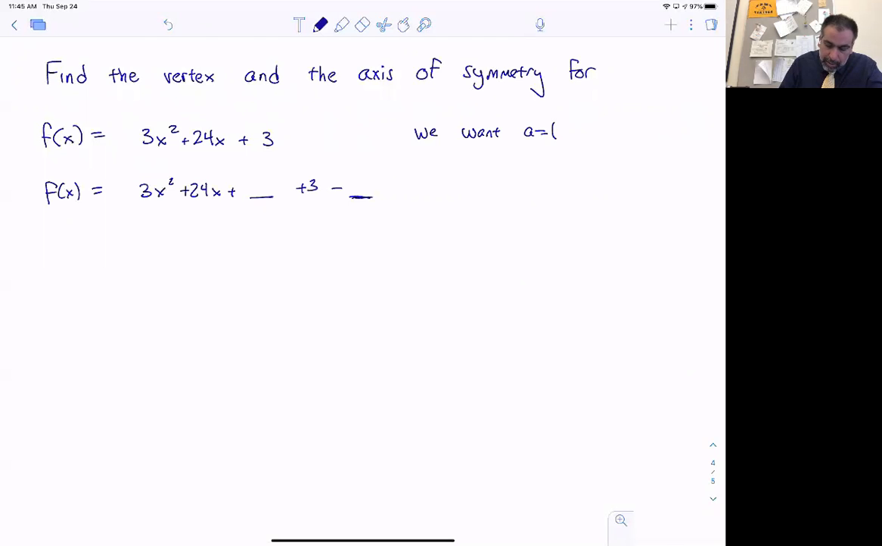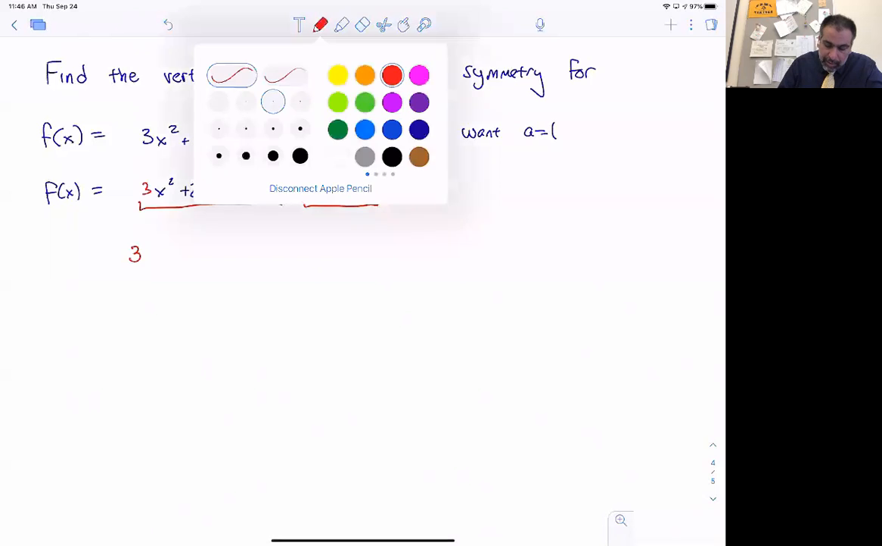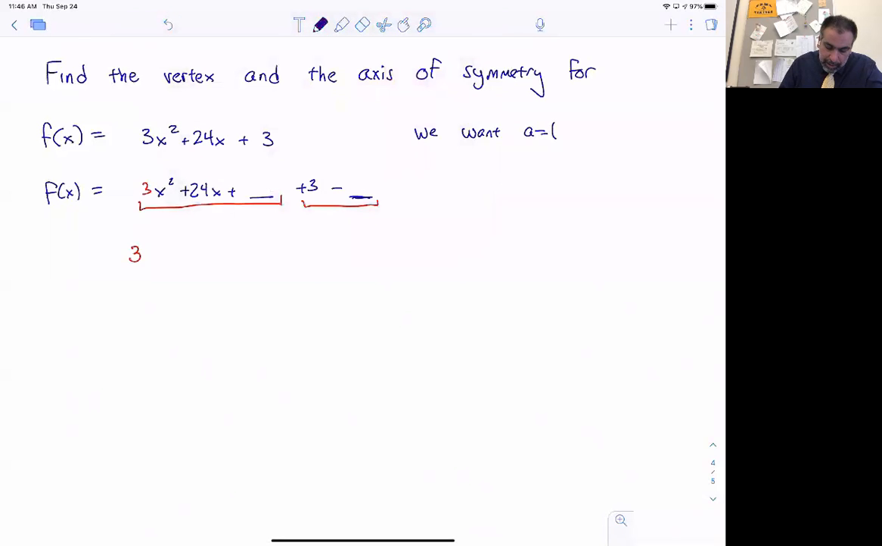And now what we're going to do is look at just this portion of it, and then we're going to look at the other portion afterwards, and we want a to equal 1. Now, the way we're going to make a equal 1 in this case is we're going to take this 3 right here, and we're going to factor it out. So when we factor out that 3, what we're going to be left with is x squared plus 8x plus the mystery number still.